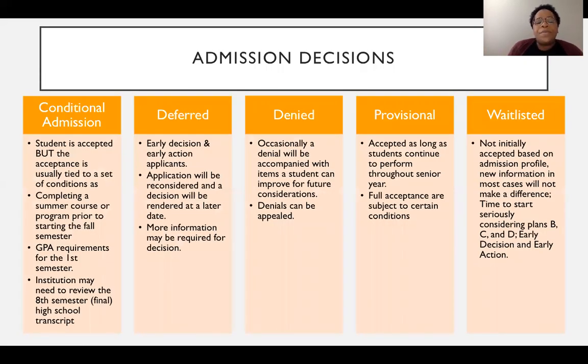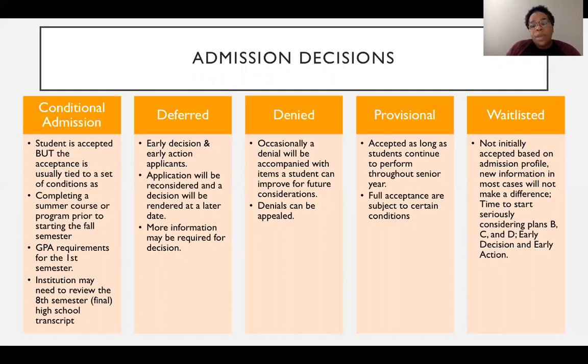So just to talk about admissions decisions. First up is conditional admissions. Essentially, you can be accepted, but your acceptance is tied to certain conditions. So maybe, for example, you will have to complete a summer course or do a summer bridge program. A lot of institutions offer summer bridge programs, which are usually about a month. You usually stay on campus, you take courses, and then that can count for that condition.